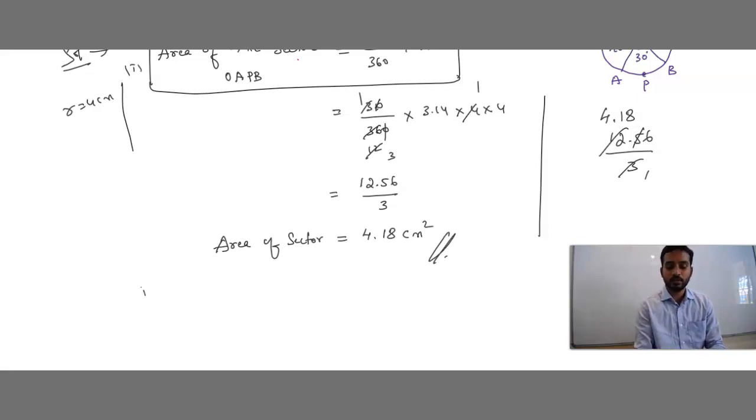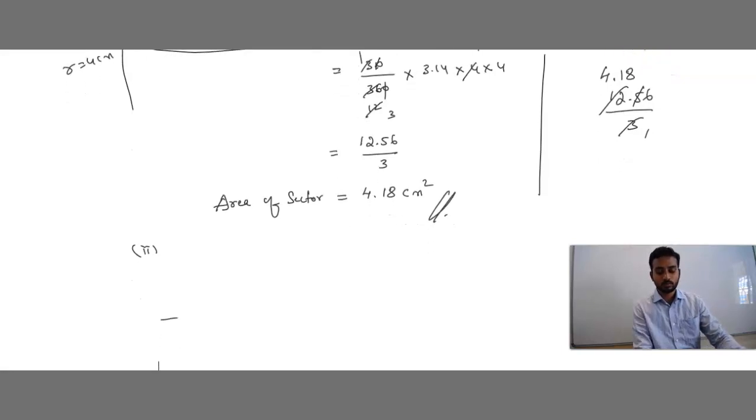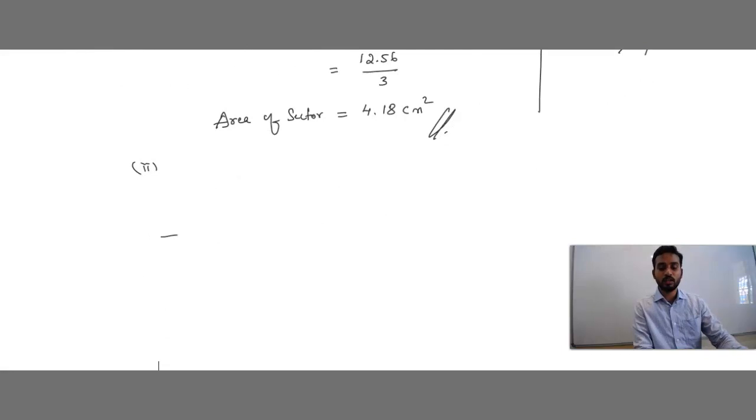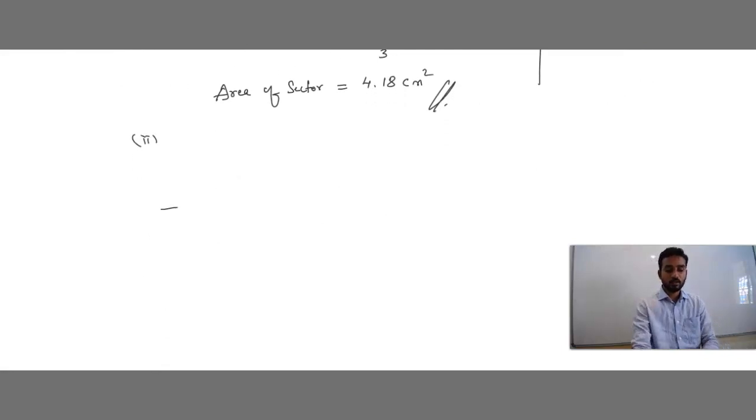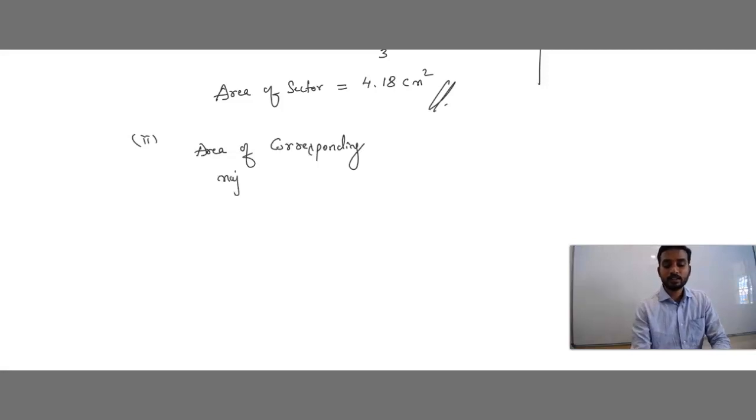Option 1. Now let me try option 2. Find the area of the corresponding major sector. Means the opposite. Now what is the procedure to find the area of the corresponding major sector? Very simple. Children, please don't touch the screen. Area of the corresponding major sector is equal to, what is the area of the circle?